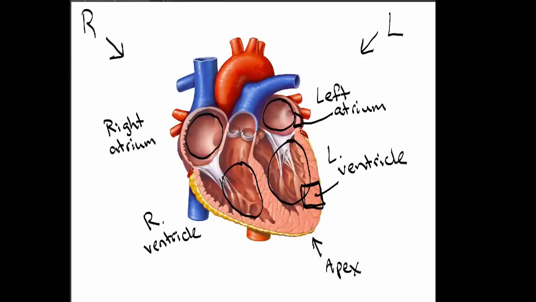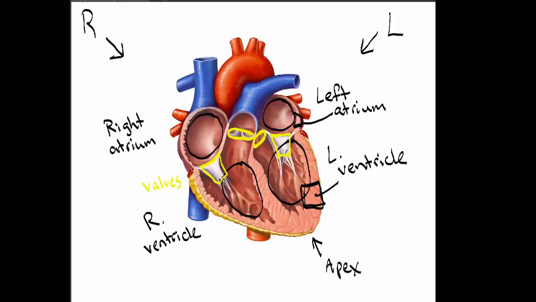We also have some very important structures called valves. And valves are going to be used as one-way doors. So you have 4 valves in the heart. You have a valve right here and a valve right here. So those are the valves that separate the atria and the ventricles. And then we also have valves here and here. And those valves separate the ventricles from the large blood vessels that carry the blood out of the heart.